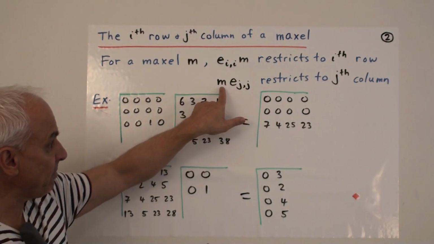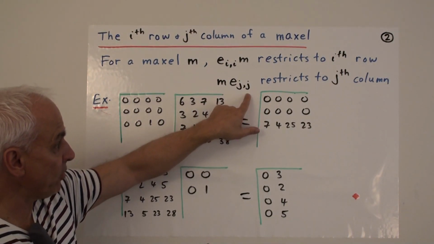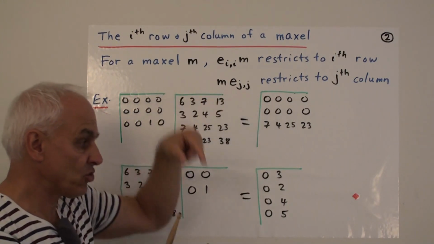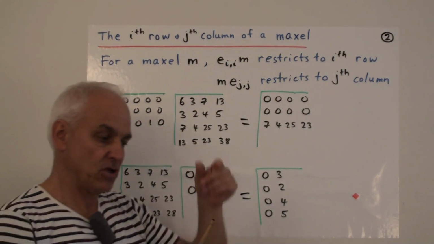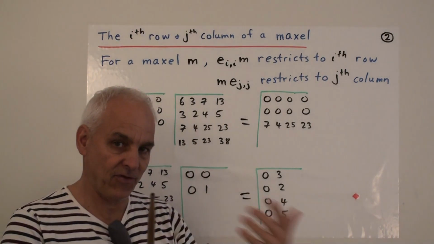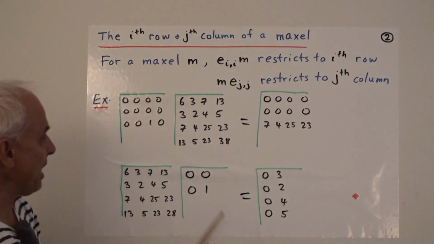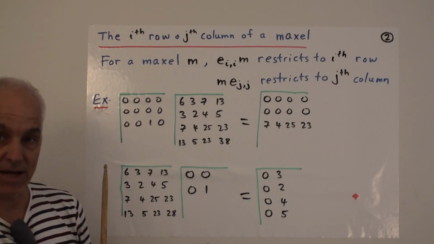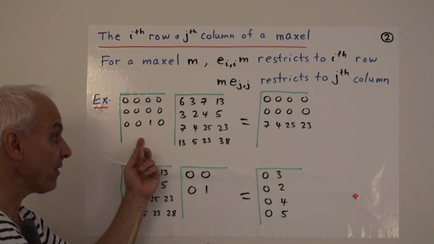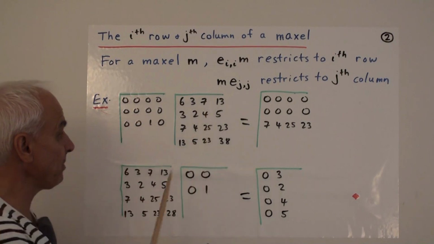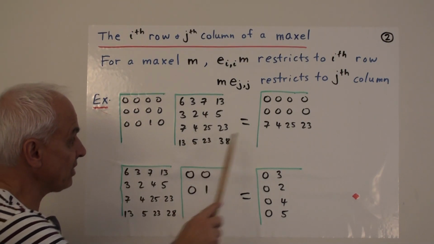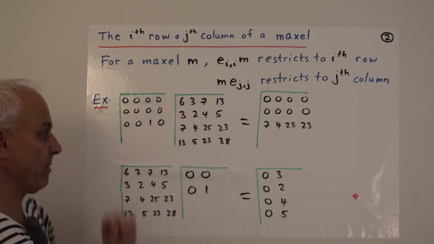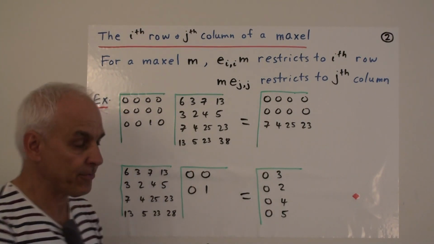Everything else is replaced with 0, and just the ith row remains. On the other hand, if we multiply a maxil by an idempotent like this E_jj on the right, then we restrict the maxil to the jth column. The jth column stays where it is, but everything else is replaced with 0. So for example, here's a maxil M. We multiply it by, in this case, E_33 on the left. And you can check by doing the multiplication that what you get is the maxil which is just the third row of the original maxil, and everything else is zeros.